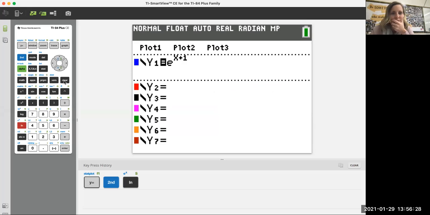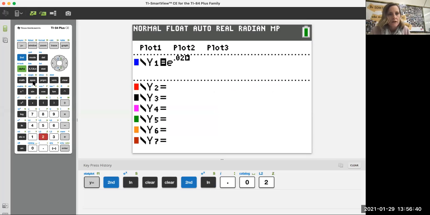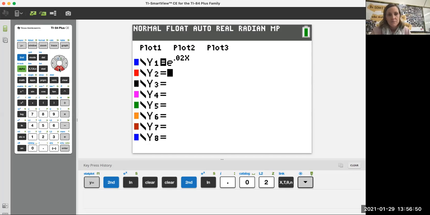Oh, I forgot to clear out my other stuff. Hold on. Second e to the x, and then it's going to be 0.02, and we're just going to call it x. Okay, we just need a variable there. And then your y2, so go down to your y2, and that's going to be 2.